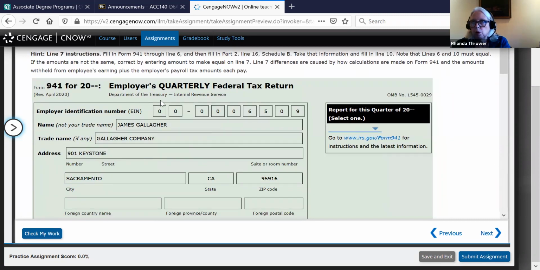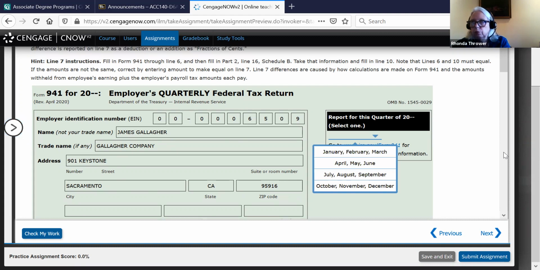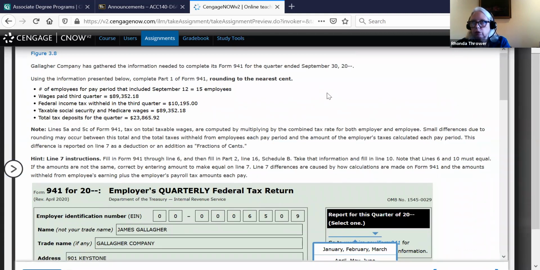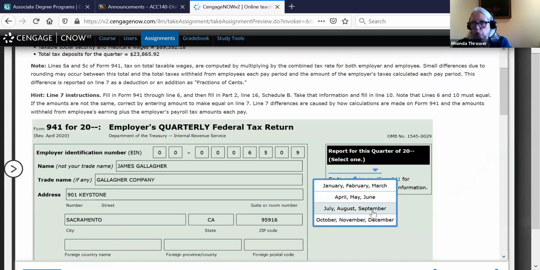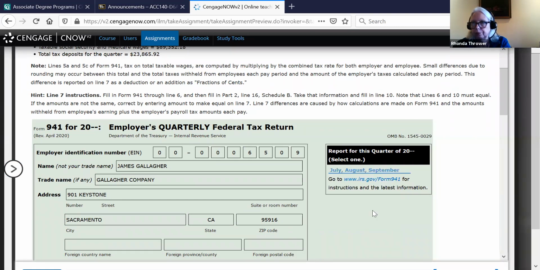So notice that part of the quarterly federal tax return is already filled out for you. They filled out the name of the owner, and this is the trade name of the company, and this is the address for that company. Now, what you have to fill in is the time period of the quarter that you are working with. And that information, again, was given right here. We're doing the quarter ended September 30th. So you want to choose the quarter for July, August, and September here.